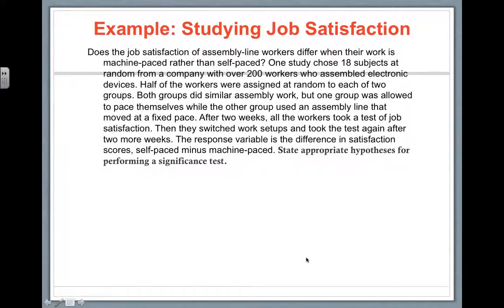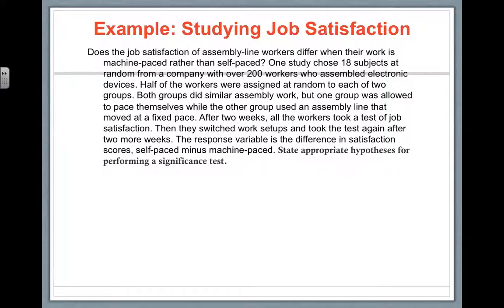So one more quick example, studying job satisfaction. Does the job satisfaction of assembly line workers differ when their work is machine-paced rather than self-paced? One study chose 18 subjects at random from a company with over 200 workers who assembled electronic devices. Half of the workers were assigned at random to each of two groups. Both groups did similar assembly work, but one group was allowed to pace themselves, while the other group used an assembly line that moved at a fixed pace.